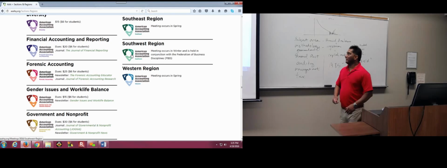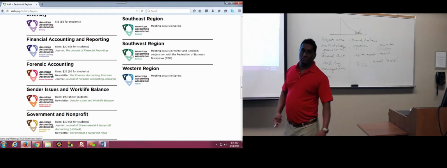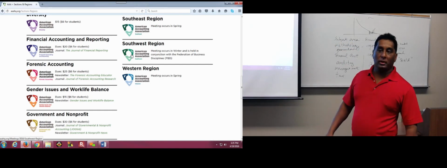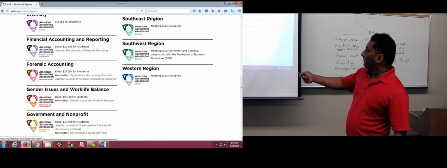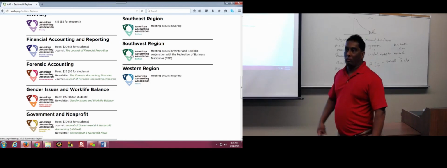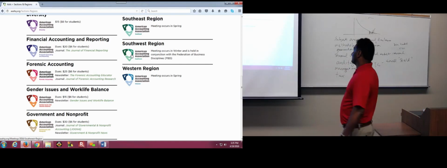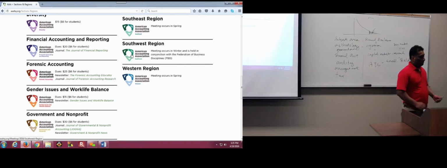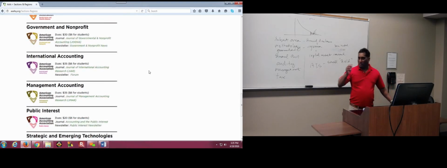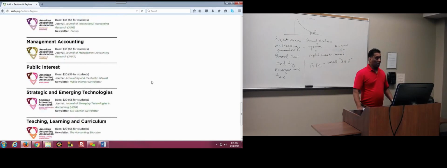This is obviously the single largest of all sections, financial accounting and reporting. And this is the brand new journal, the Journal of Financial Reporting. This is the big enchilada of accounting research. Probably 70–80% of all accounting researchers in the world are in this section. Forensic accounting, that's a narrow field, gender again. So here's your government and non-profit, which is its own field of accounting research. International accounting specializes in cross-national research. Management accounting, another big one. Public interest.